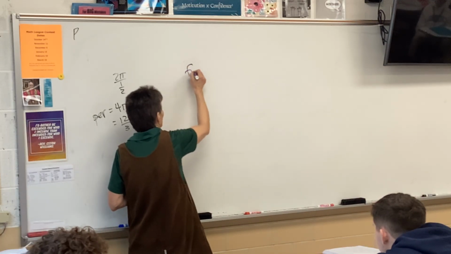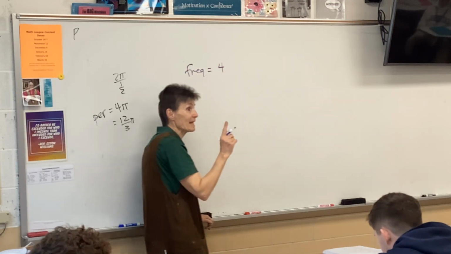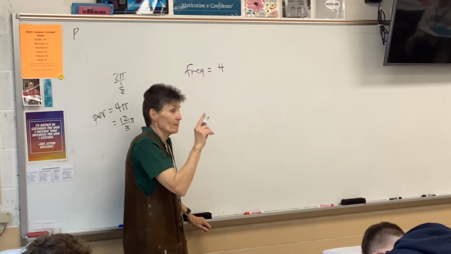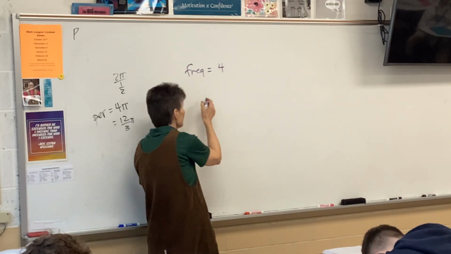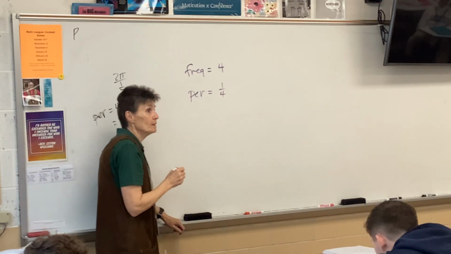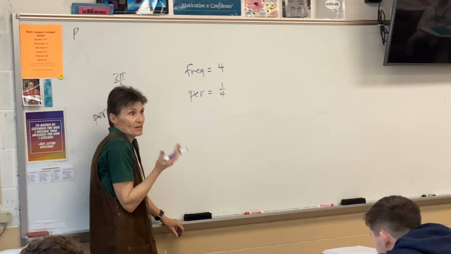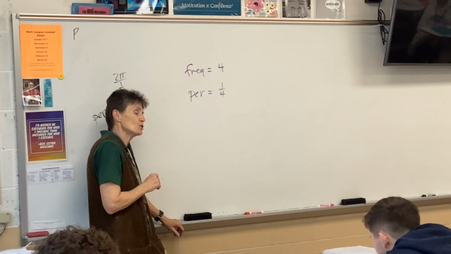That's the frequency. So the frequency is 4, because in 1 second, you get 4 cycles. And if the frequency is 4, then we know the period is 1/4. And that is an essential thing to know if you're going to write the equation, right? Okay, where did you go from there?